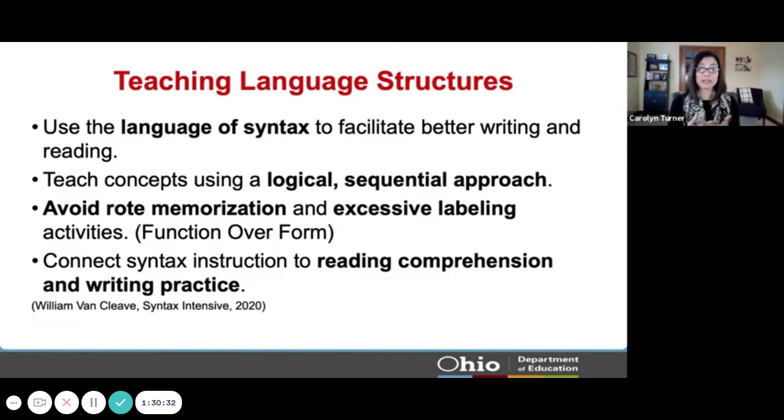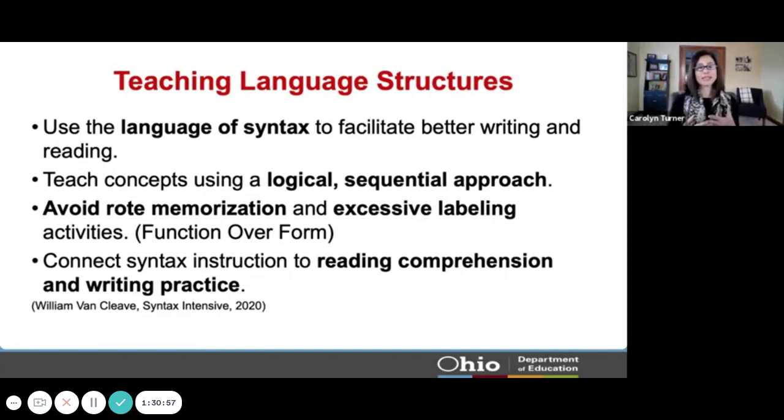Start teaching fragments and the difference between a fragment and a sentence. Take a fragment, turn it into a complete sentence. Start adding other words, other functions of words, to help build and expand the sentence. So it's that function over form. It's not about this is a noun and this is a verb, but what's the purpose of that noun and what's the purpose of that verb in the sentence?